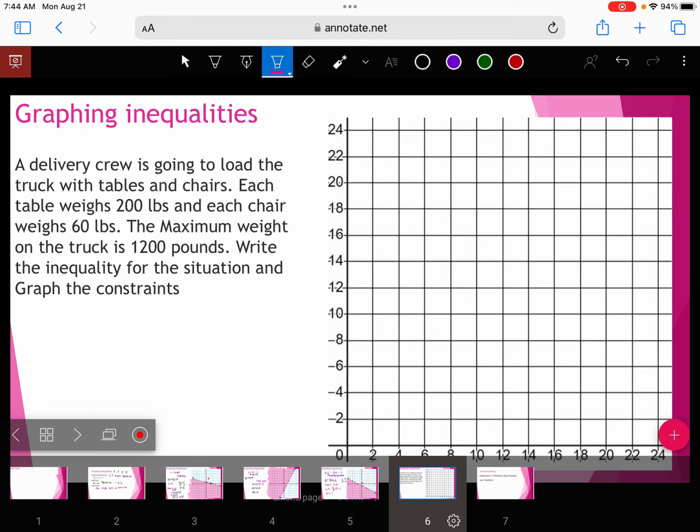Okay. So sometimes we're going to get story problems, and we're going to have to write our own equations or our own inequalities. So we've got here a delivery crew is loading a truck with tables and chairs. Each table weighs 200 pounds, and each chair weighs 60 pounds. Those are some light tables and bougie chairs. The maximum weight on the truck is 1,200 pounds. It's a very small truck. We are going to write an inequality for the situation. That is our first step.